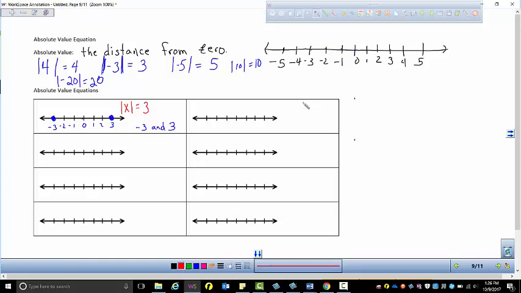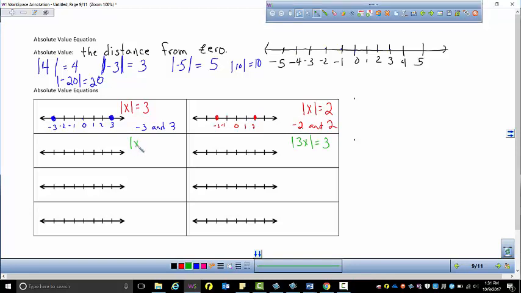So let's try another one. How about the absolute value of x equals 2? So the distance from 0, so here's 0, and I'm going to go 2. 1, 2. So here's one of my answers. My other answer is 2 the other direction, because if I start at 0 and I go to the left, 1, 2, so it's going to be negative 2. So my answer is negative 2 and 2, and we have the absolute value of x plus 1 is equal to 2.